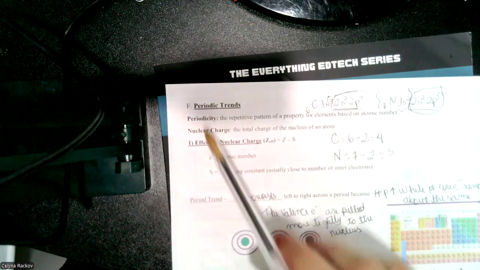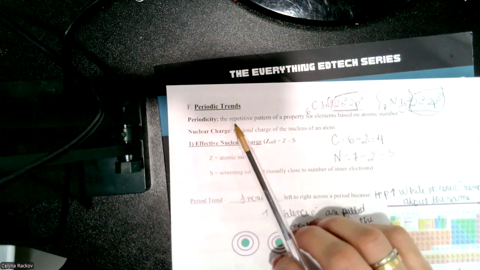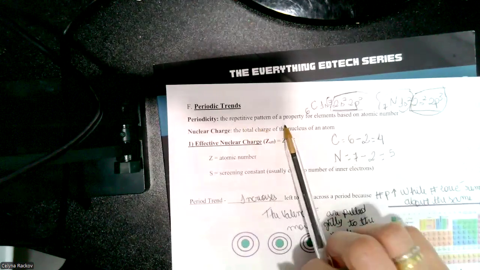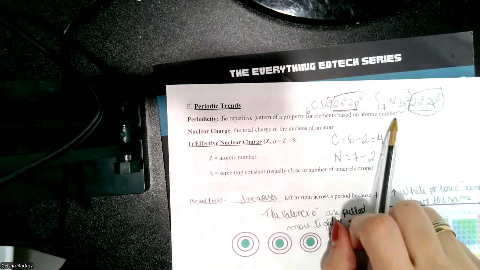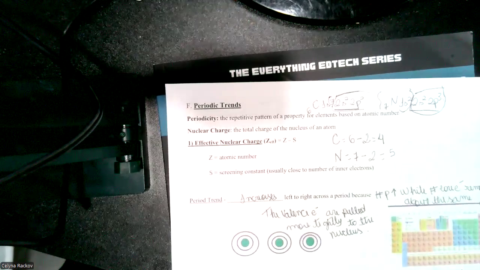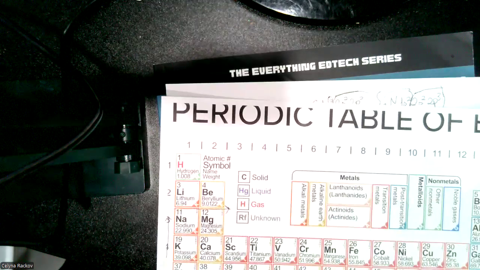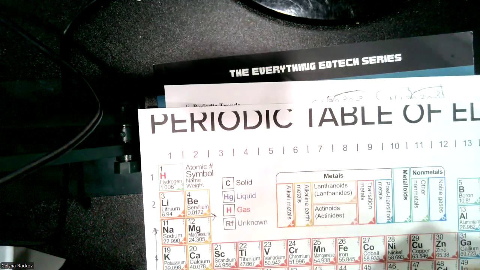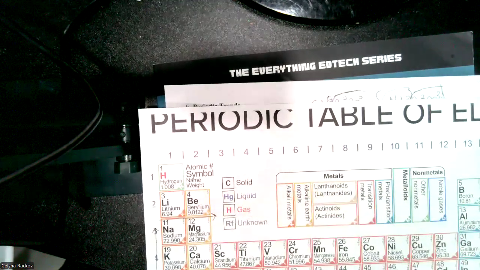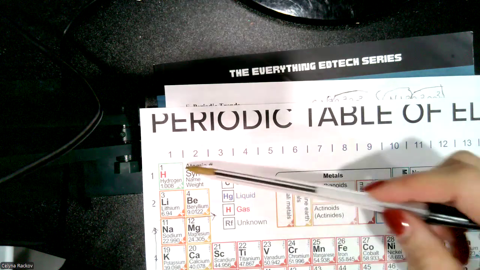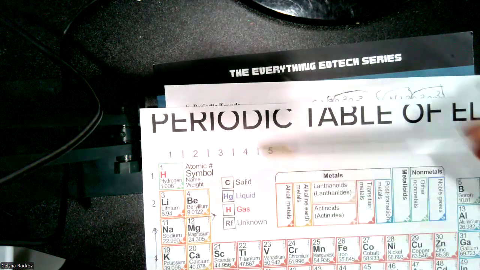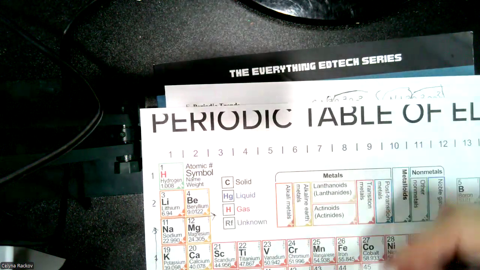Chapter 7, Periodic Trends. Periodicity is the repetitive pattern of properties for elements based on atomic number. So we're going to see different properties that will increase or decrease as we cross the periodic table, across a period or in a group.